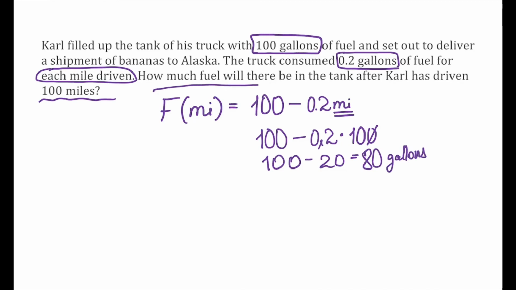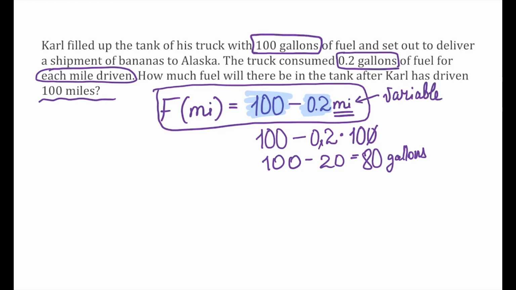One more time. They asked us to create the equation. That's our equation. We started with 100, then we used the rate, and then times our variable. The variable right there. That's our variable. How many miles he's going to drive can differ. But no matter how many miles he drives, we can always figure out how much fuel he still has left, if we multiply this 0.2, which is our rate, gallons per mile, times the number of miles. So we created the equation, plugged in the number for miles, which was 100, and figured out how many gallons of fuel the person has left.